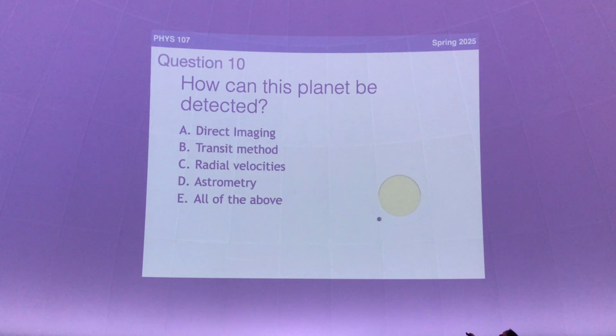So if it's really close, direct imaging gets really, really tricky. Transit method, nope, it's not passing in front of the star. As for radial velocity, the star and the planet are moving in the plane of the sky. I'm looking on top of it, so it's not moving towards me or away from me, so that's out too. And so only astrometry is the one that I can find.